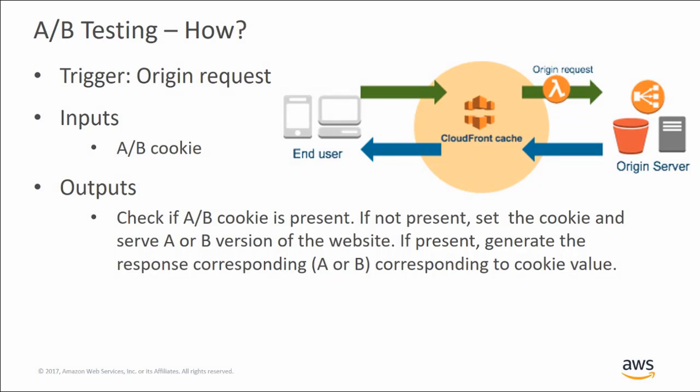So the next time the user makes a request for the content, the request would already have the cookie set. You can inspect the cookie in the origin request and serve the appropriate value back to the user. This way, the user sees the same experience, is always directed to the same version of the website, and there is consistency as far as the end user experience goes.